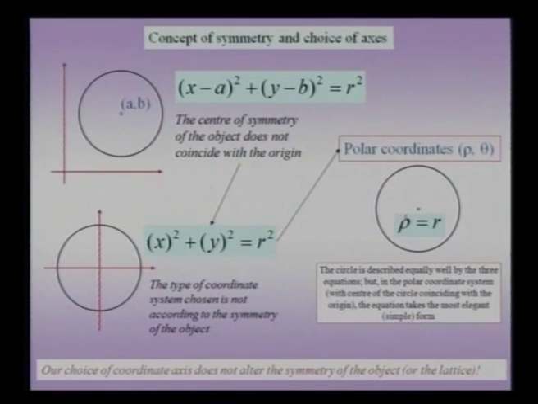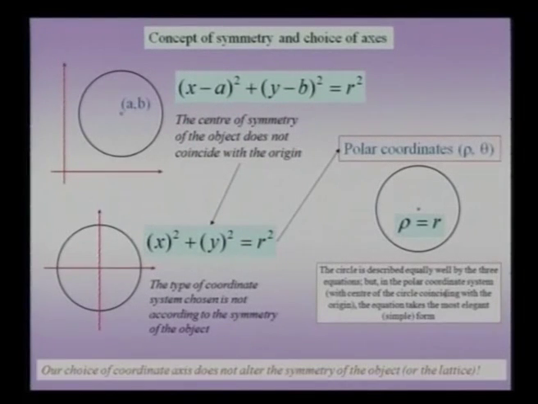Now, to emphasize the point once again, the circle is described equally well by the three equations, but it is clear that the polar coordinate system with the center of the circle coinciding with the origin, again I am making sure that my center of symmetry of the circle coincides with the origin of the polar coordinate system, which is obviously the logical choice. The equation takes the most simple or the most elegant form.